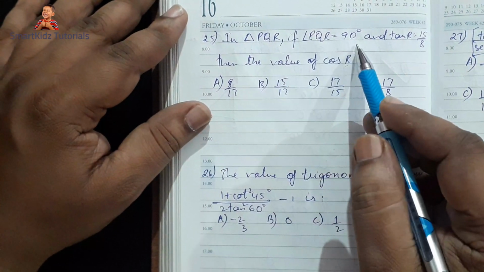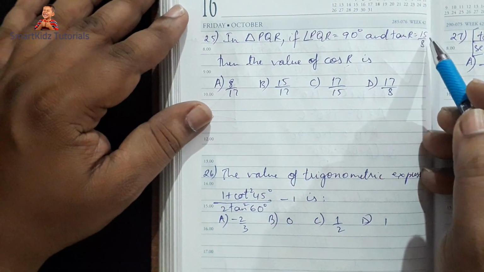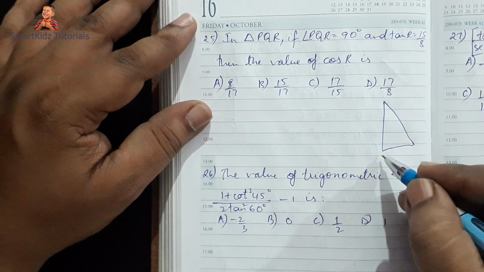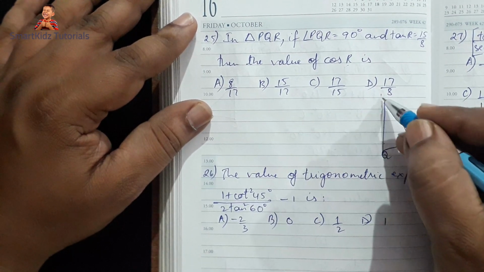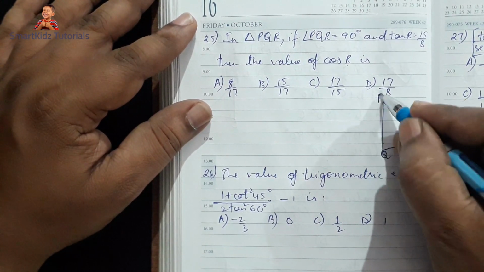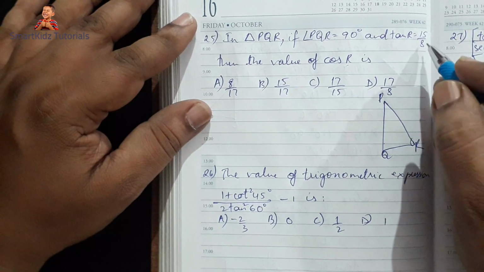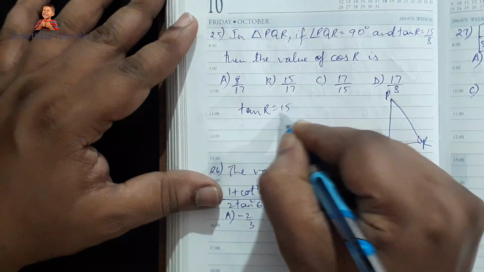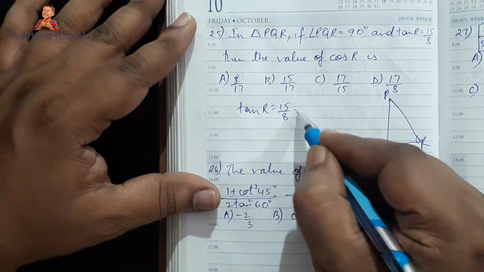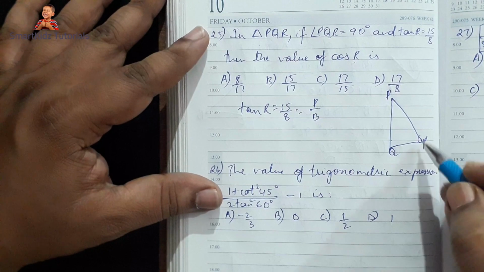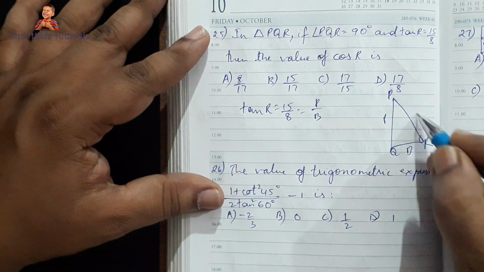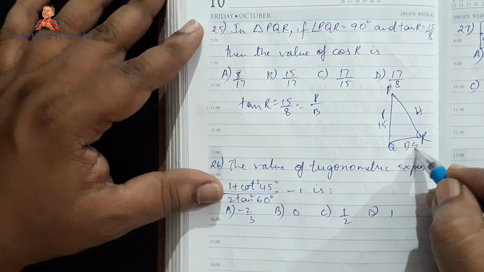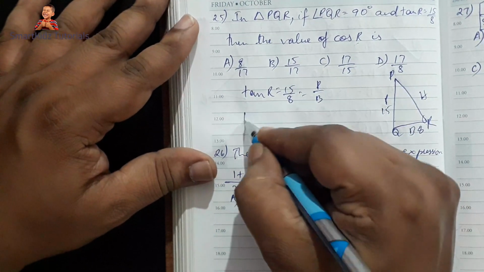Next question, in triangle PQR, if angle PQR equal to 90 degrees, then tan R equal to 15 upon 8. So we have this triangle and PQR is 90 degrees. It means it's right angled at Q. We'll take P over here, we'll take R over here, since tan R is given. So tan R is given as 15 upon 8 and tan is equal to perpendicular upon base. So perpendicular is here, base is here, hypotenuse is here. If perpendicular is 15 and base is 8, we need to find the hypotenuse.